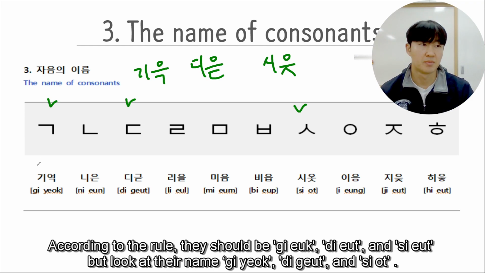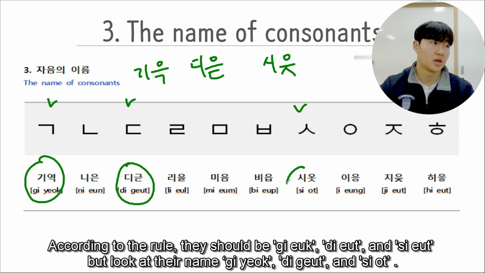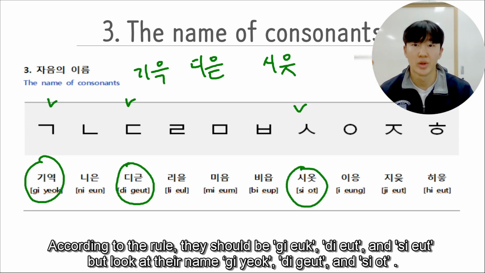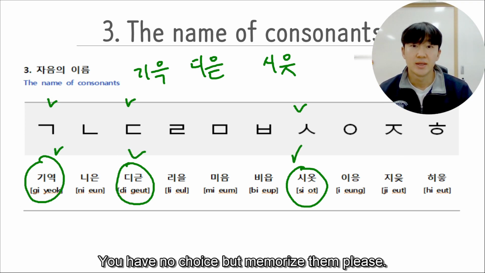But look at their names. 기역, 디귿, and 시옷. Okay. These consonants should be written as 기역, 시옷, 디귿, like this. And you have no choice but to memorize them, please.